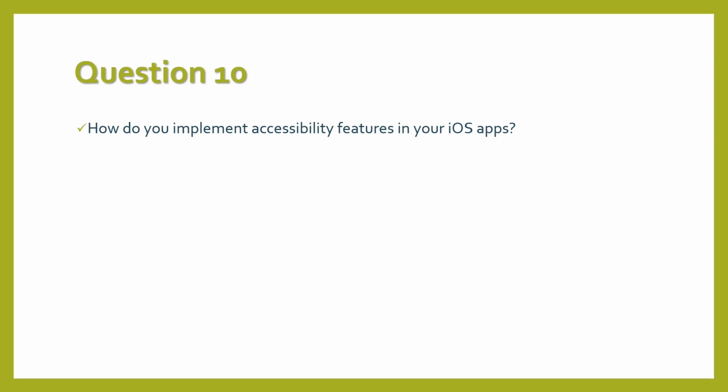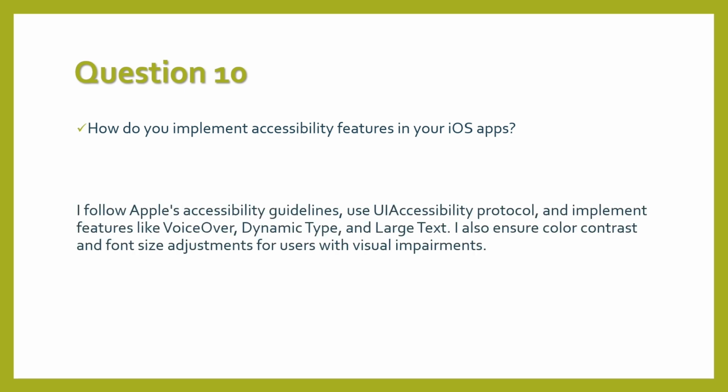How do you implement accessibility features in your iOS apps? I follow Apple's accessibility guidelines, use the UIAccessibility protocol, and implement features like VoiceOver, Dynamic Type, and large text. I also ensure color contrast and font size adjustments for users with visual impairments.